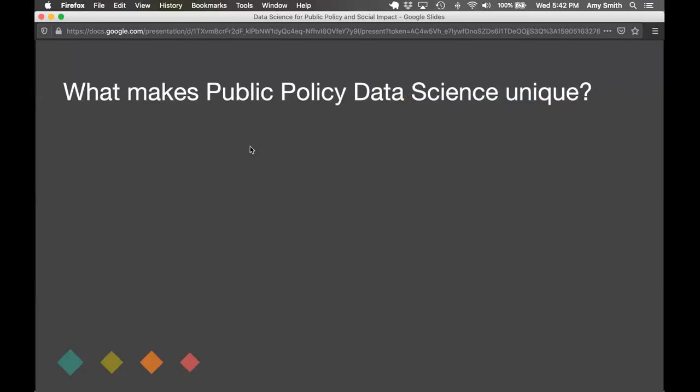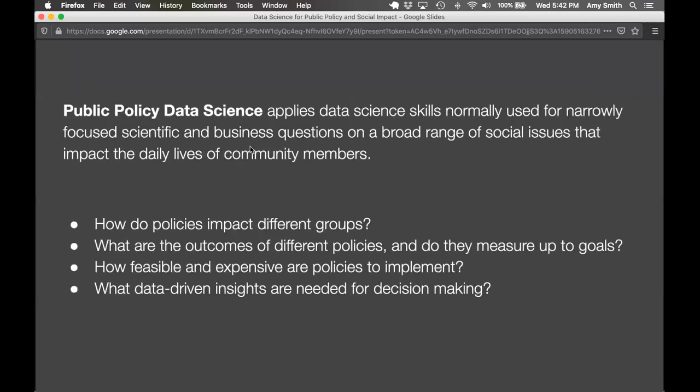So what makes public policy data science unique, and what is it? Public policy data science is similar to your typical data science and what you think of a data scientist doing, except instead of focusing in narrowly on scientific questions and business questions, public policy data science tends to focus on a very broad range of social issues that impact the daily lives of community members.